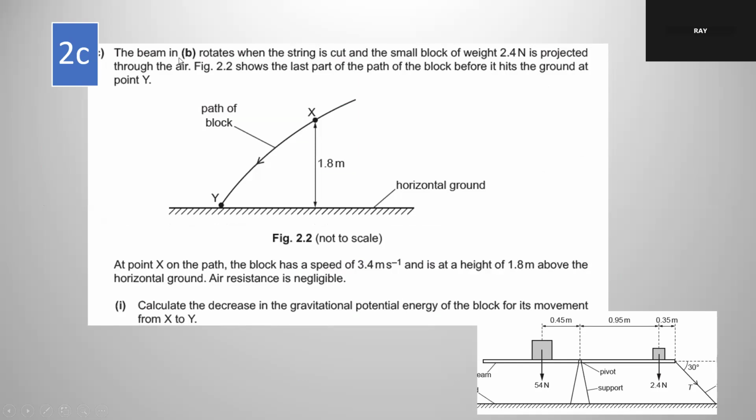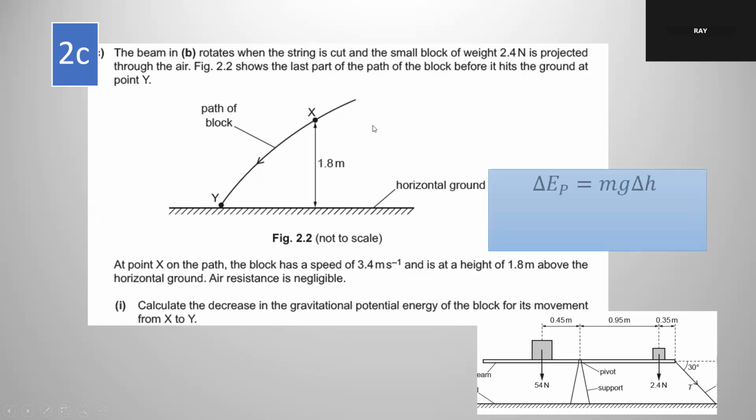The beam rotates where the string is cut and a small block of weight 2.4. Right? This one, 2.4. You cut it, it will swing this way, projected through the air. Figure 2.2 shows the last part of the path of the block. The block is moving from here, 1.8. And then there's your y, this is your x. Calculate the decrease in gravitational potential energy of the block for this movement from x to y.